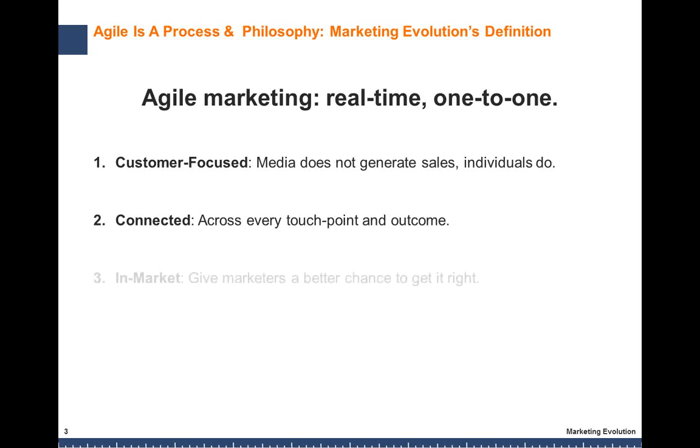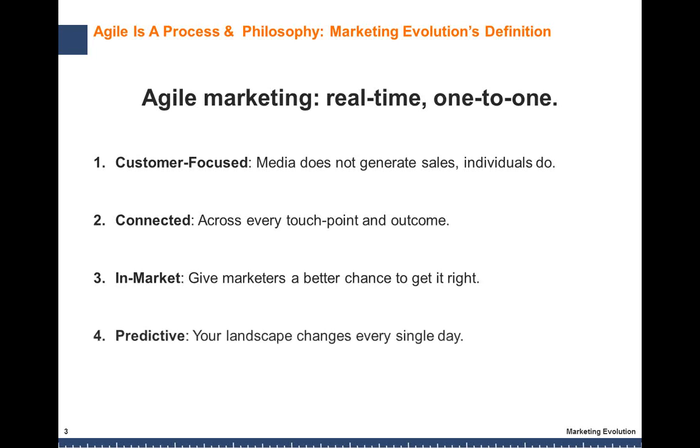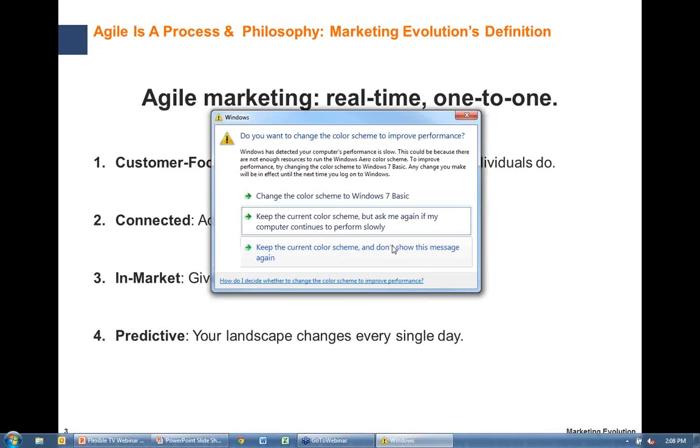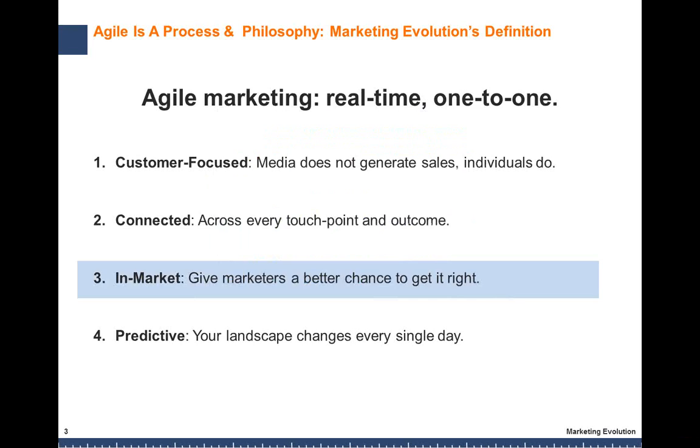The third tenet of agile marketing for Marketing Evolution is this idea of in-market. The idea that we want to give marketers a better chance to get it right while it's happening and not just looking backwards after the fact. And the final piece, and this will be an important part of today's discussion as well, is this idea of predictive. The marketing landscape changes every day. What was considered the standard last year is no longer the standard. So any marketing ecosystem needs to be able to look forward just as well as it can look backward. But really the focus for today is going to be on this idea of the in-market piece. So how do we give marketers a better chance to get it right while it's happening?